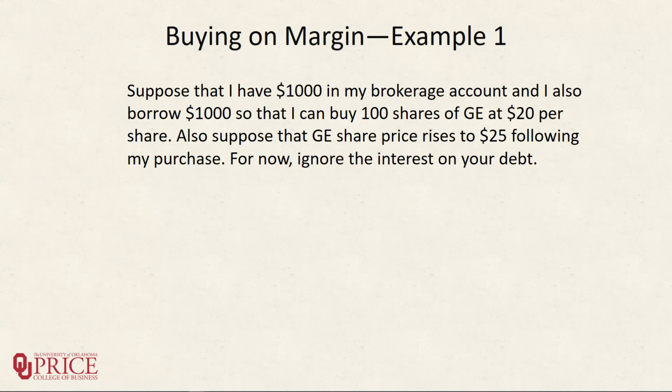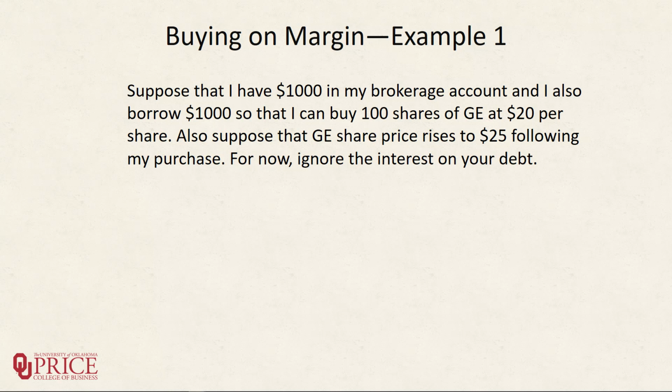So in this video, I'll go over some examples related to buying on margin. First, let's take a look at example 1. In this example, we assume that I have $1,000 in my brokerage account, and I also borrow $1,000, so I can buy 100 shares of GE at $20 per share. Also, suppose that after I made my purchase, GE share price went up to $25 per share.